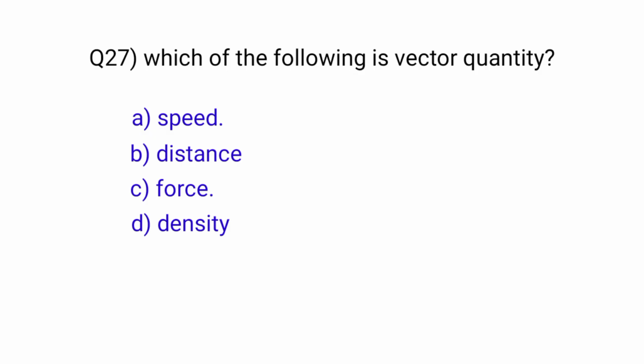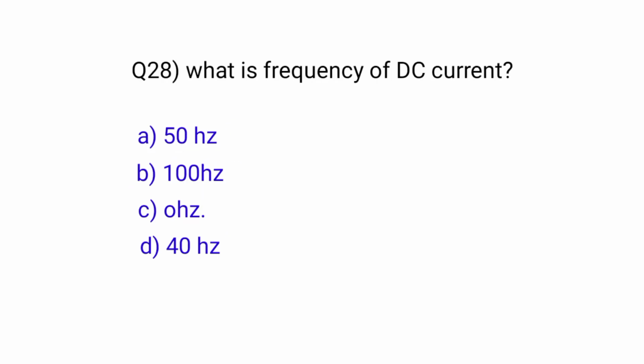Question number 27. Which of the following is a vector quantity? The correct answer is option C, force. Question number 28. What is the frequency of DC current? The correct answer is option C, 0 Hz.